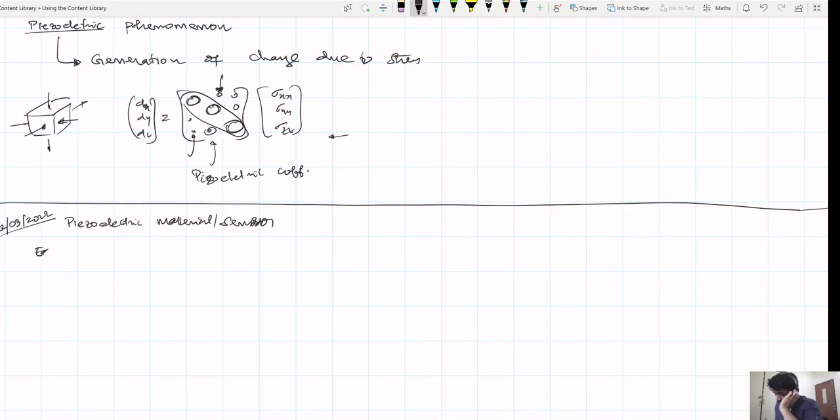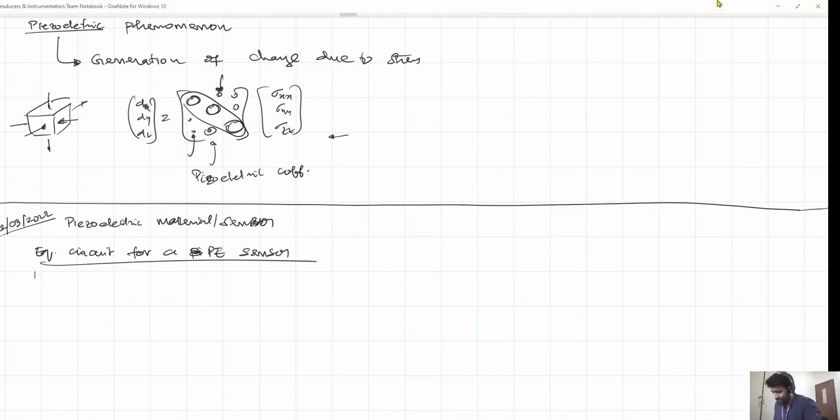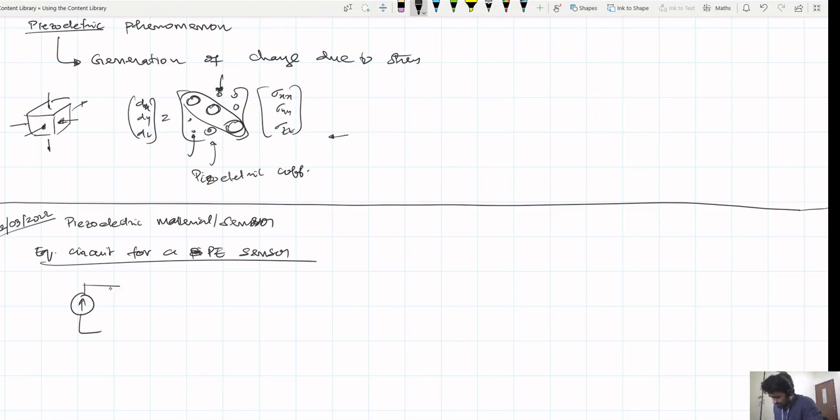We looked at the equivalent circuit for a piezoelectric sensor. What is the equivalent circuit? Okay, looks like nobody is in the mood to attend the class today. Sir, one current source in parallel with one capacitor. Right, okay. And what is this current source?